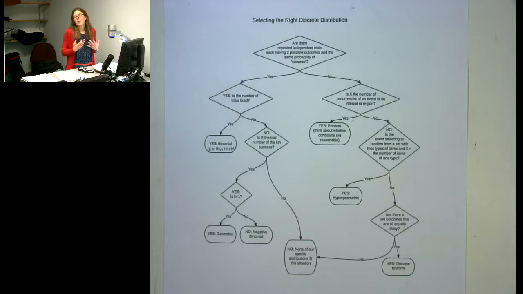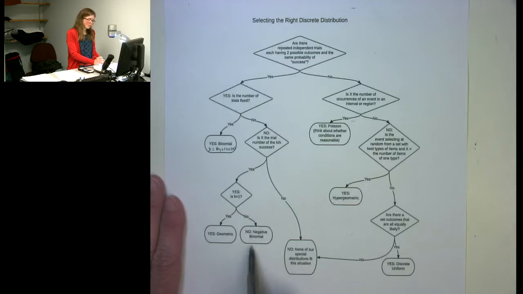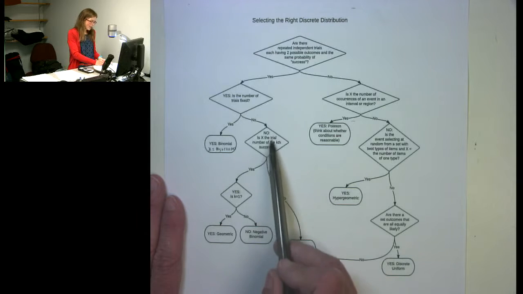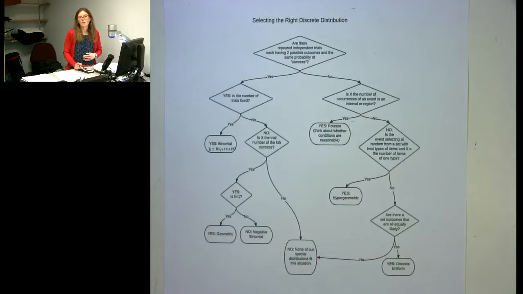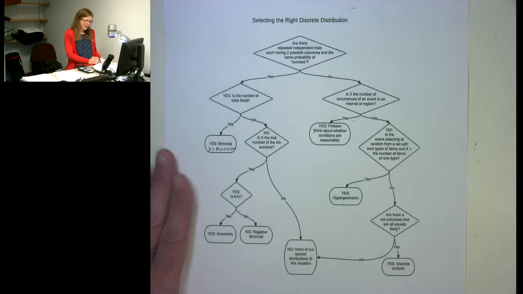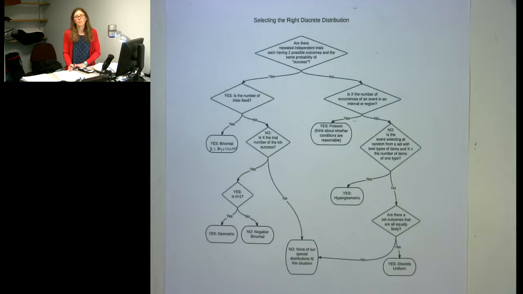If I have a situation where k is not equal to 1, I'm interested in a number of successes that's more than 1. How many times do I need to flip a coin until I have 3 heads, right? Now k is equal to 3. Then I would use a negative binomial distribution. Now if I'm not in a situation where I'm looking at a random variable that is the number of trials needed to have a certain number of successes, then none of our distributions fit that situation. So we would not be working with any of those distributions.